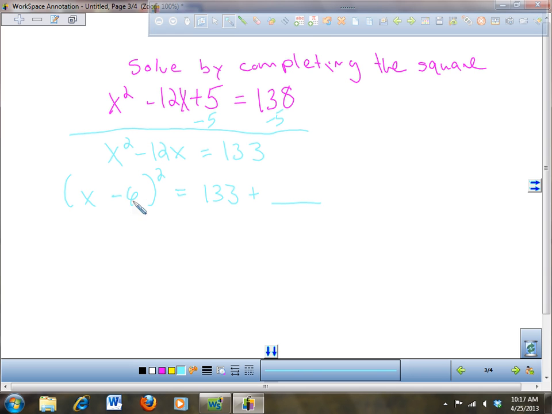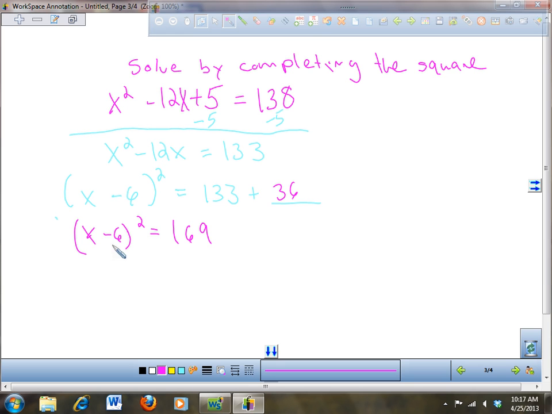So what this is, if I FOIL this out, I would get x squared minus 12x plus 36. And that's almost the same as this, except there's an extra 36 in here. So I need to add into the right side of my equation an extra 36. See that? And so now I'm going to combine those terms. So I get (x − 6) squared equals 169.